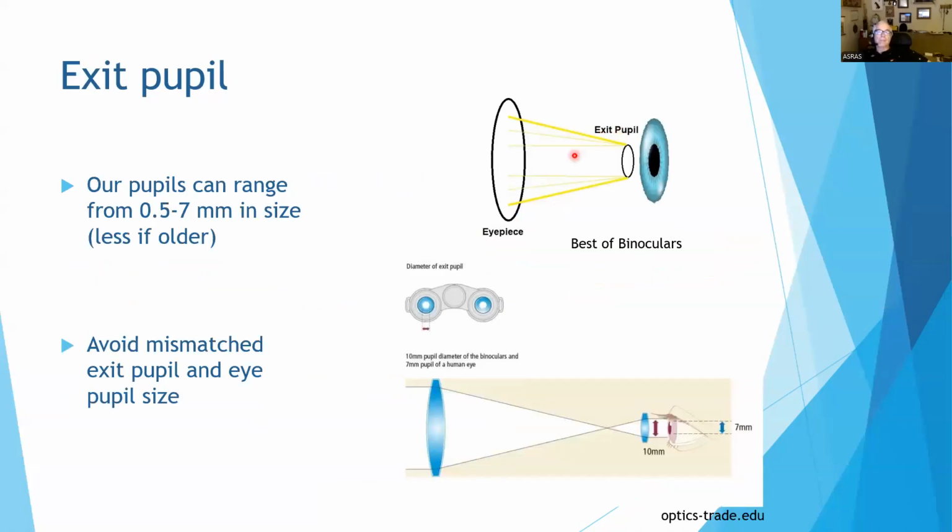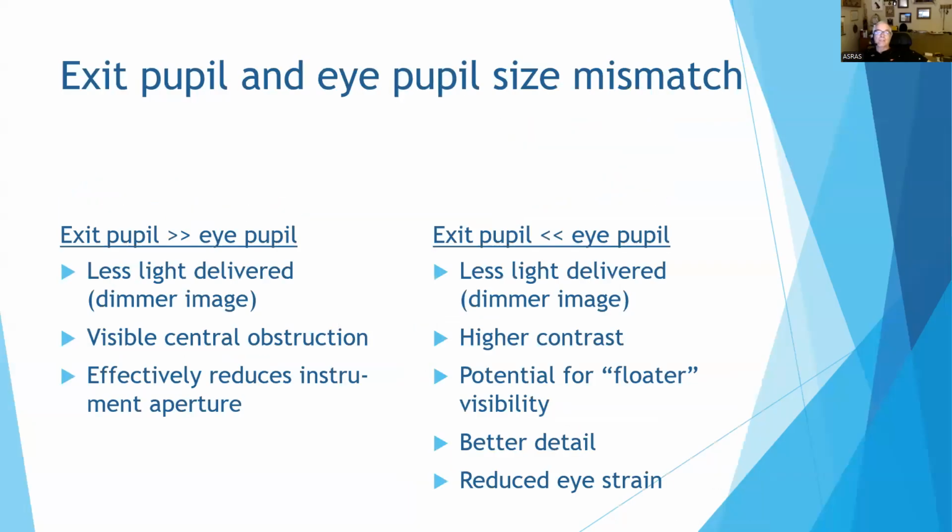So again, it's a better picture. This is the light exiting from the eyepiece. This is the exit pupil, and this is pretty well matched here to the size of our pupil, our iris. This is looking at binoculars end on, and you can see the exit pupil here is smaller than the size of the eyepiece. Here's another picture where the exit pupil is much larger than the size of our pupil. It's generally good to avoid mismatches between exit pupil and eye pupil sizes.